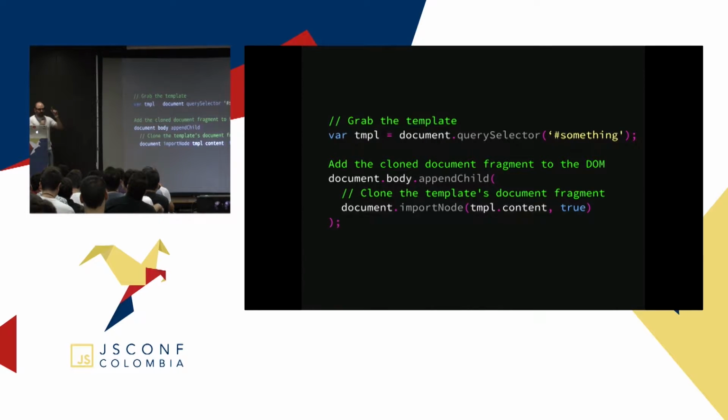So we're basically grabbing it, calling this importNode method to create a document fragment, just like if you were creating divs or spans or images with JavaScript. This works exactly the same way.